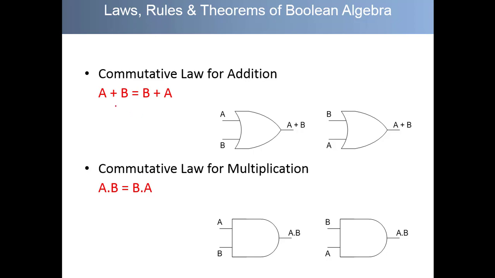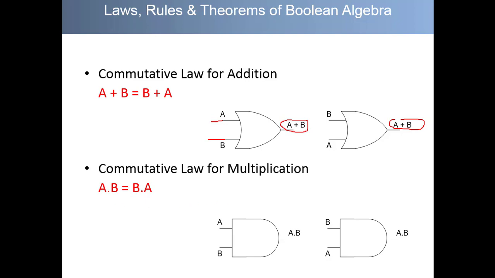It means that if we take an OR gate and we apply input a to one pin and input b to its other pin, and if we swap these two pins, meaning that a becomes b and b becomes a, then there would be no change in the result. In both cases the results would be the same.